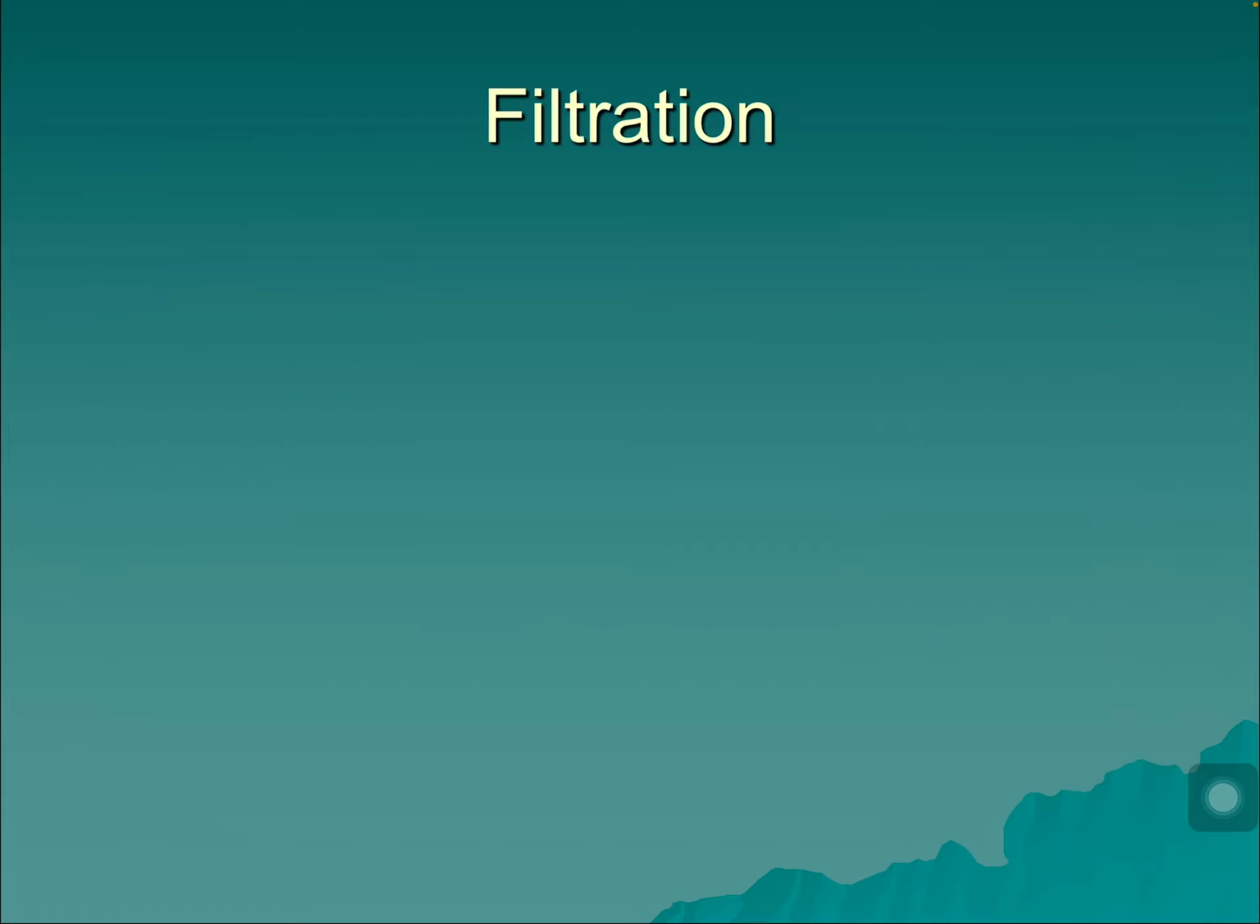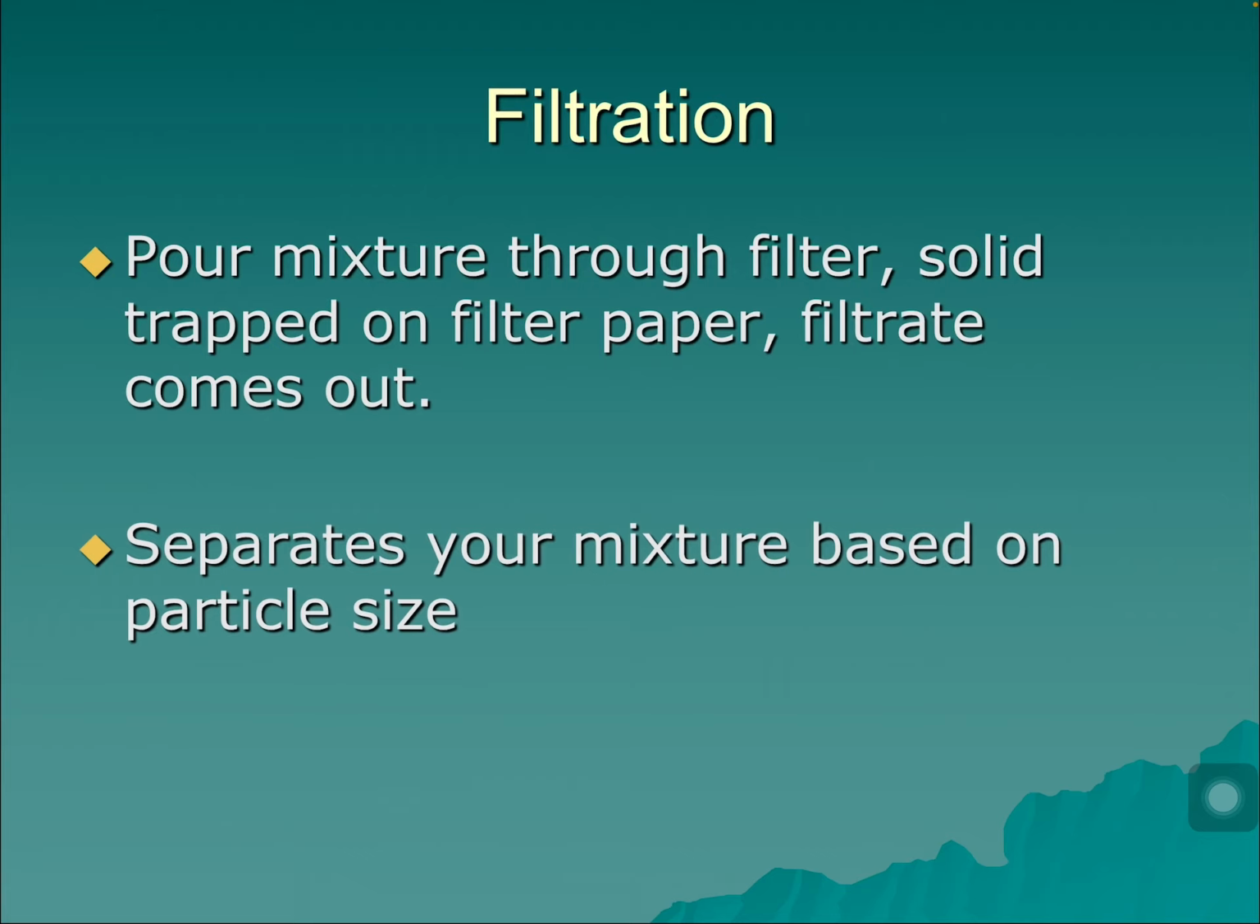Second type is filtration. Filtration can be used to pour mixtures through a filter. Your solids would be trapped in the filter paper while the filtrate or the liquid would come out. Basically, it separates it based on the size of your particle. So, for example, coffee. We use coffee filters. So we would put the coffee beans in the coffee filter, we would put hot water through it, and it would take out parts of the coffee that could be dissolved in the hot water.